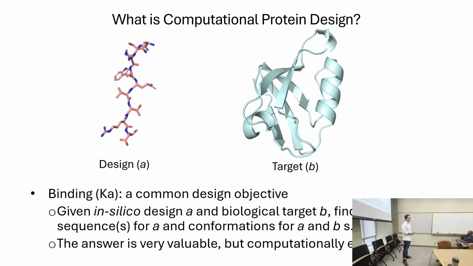So this is a really valuable question to have an answer to. If we have a known disease pathway that we can inhibit, it's really valuable to be able to design a very potent inhibitor, for example. But computationally, it's very, very expensive.